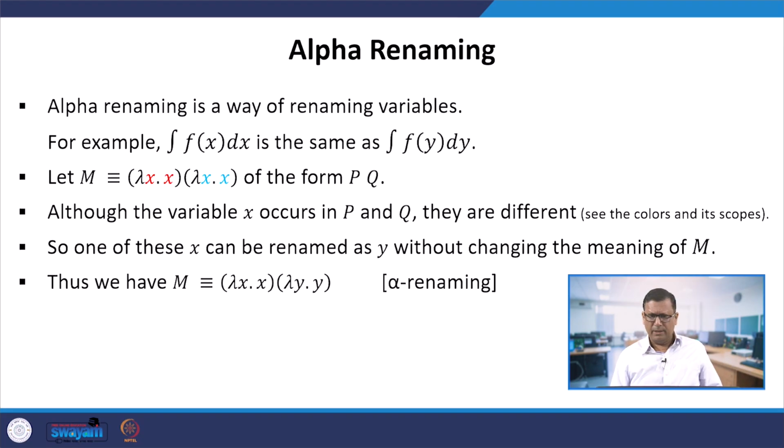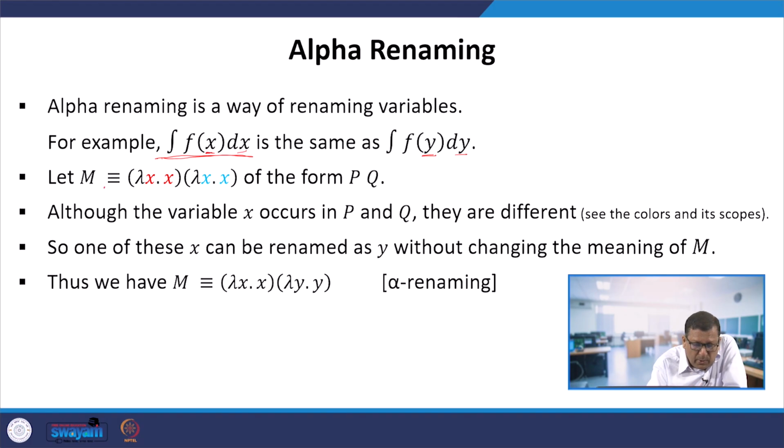Next is alpha renaming. Alpha renaming is a way of renaming variables. For example, we have integral f x dx. We can rename all occurrences of x here with y. These two things are the same. The integral of f x dx is the same as the integral of f y dy.